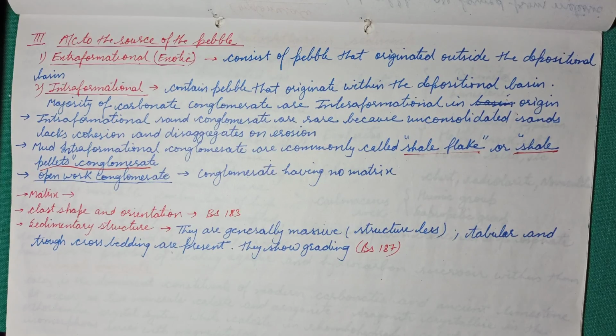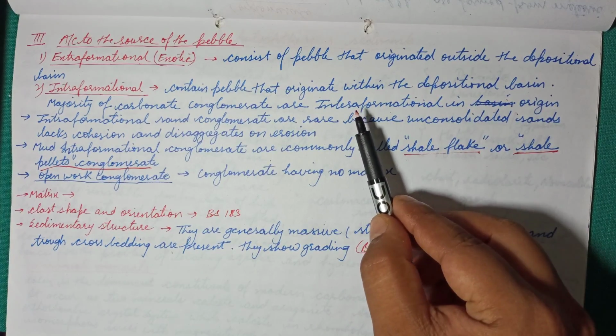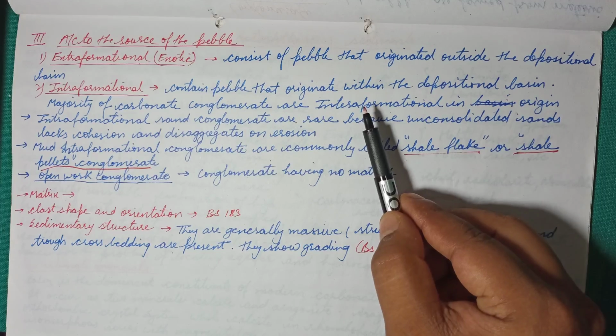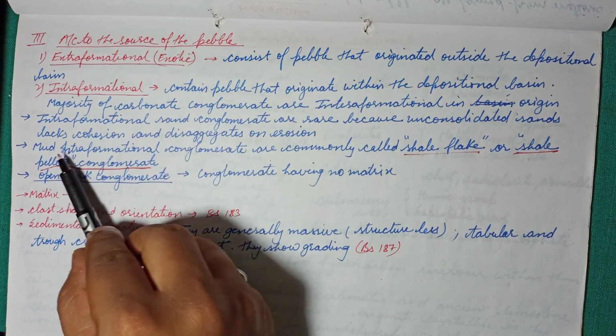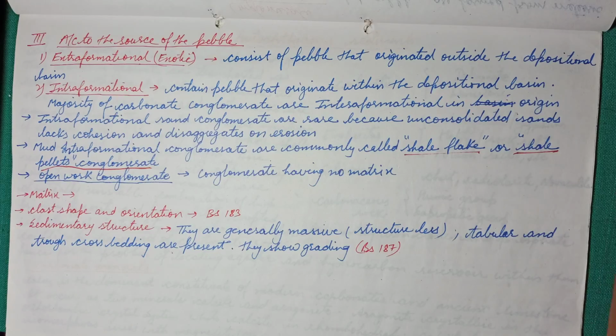The way intraformational conglomerates have formed. Here the sand acts as the matrix. In mud intraformational conglomerate you will see mud as the matrix. So these are the differences in intraformational conglomerates.